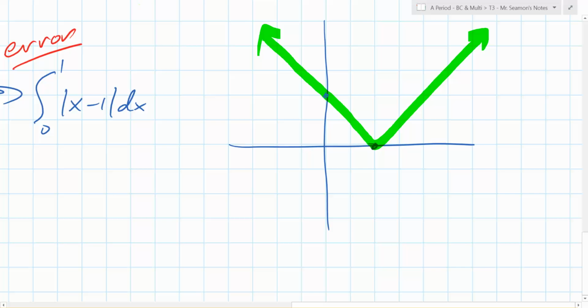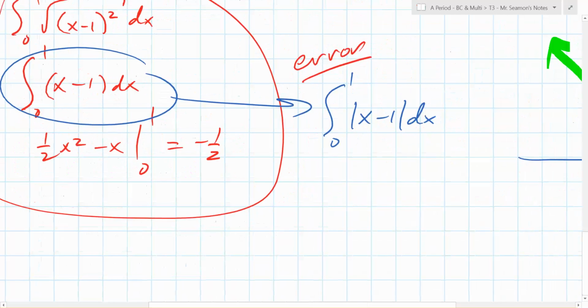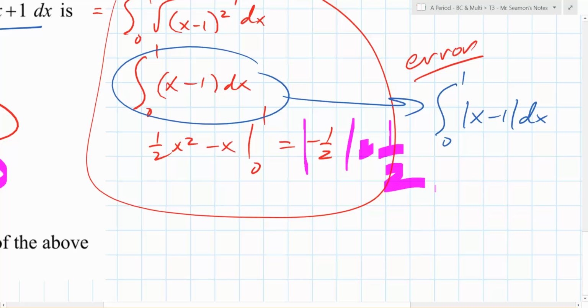It's a rule from what to what? 0 to 1. You're doing this. So what's the actual answer for this one? It's 1/2. You have to use the absolute value here. So the answer is this, which is 1/2. You have to be super careful on that.